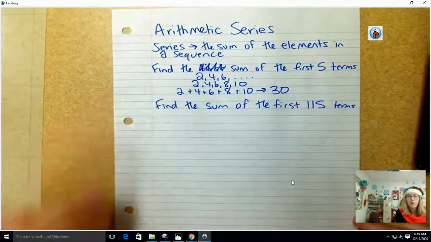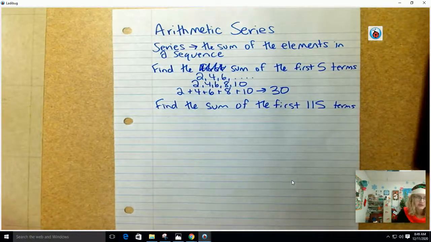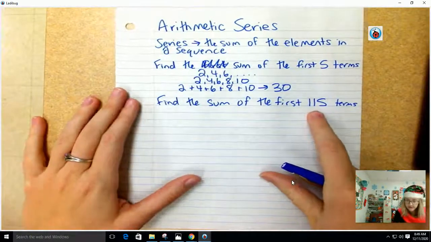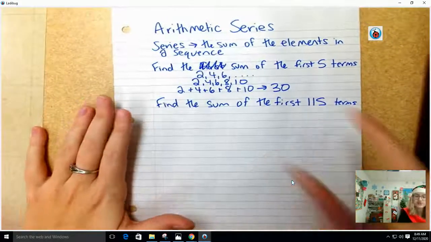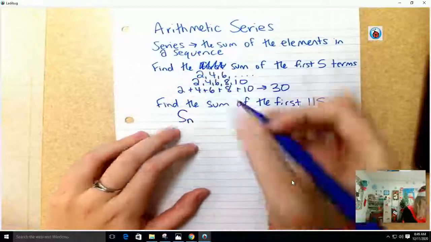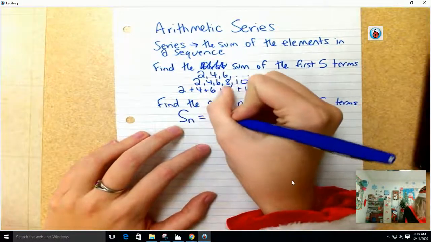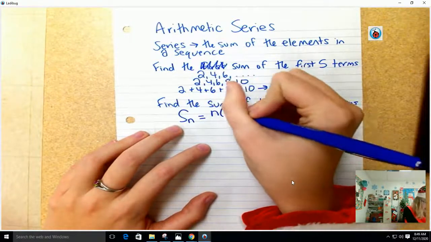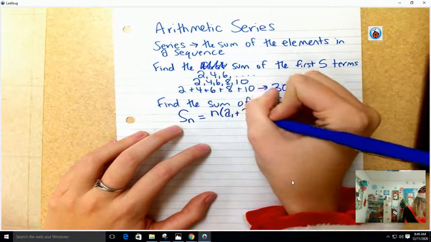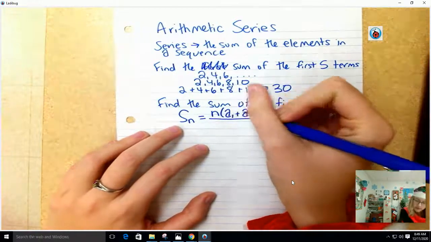So it would take us quite a while in our calculator to do 2 plus 4 plus 6 plus 8 plus 10 plus 12 plus 14 plus 16 plus 18, all the way up into the 115th term. So that way we don't have to do that. We do have another formula that we can use. So S sub n, S standing for the word sum, is equal to n times a1 plus a sub n all over 2.